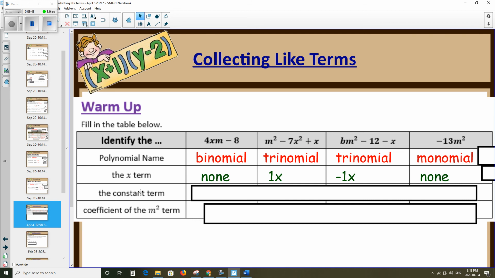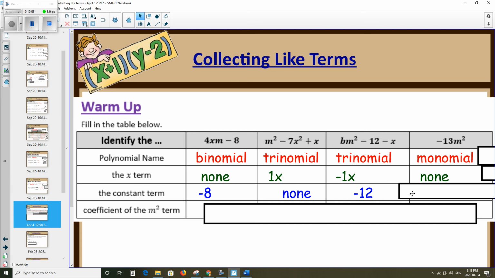The constant term, that's a term that doesn't have any letters with it. So in this example here, we have a negative 8 as a constant term. Second example doesn't have any. Third example doesn't have, oh, third example does have one. It has a negative 12. And the last example does not have one.